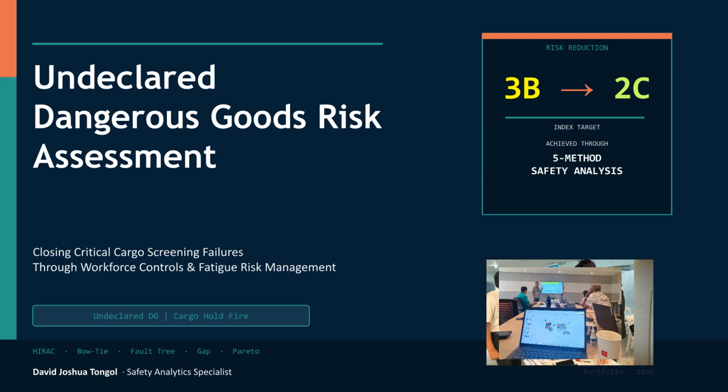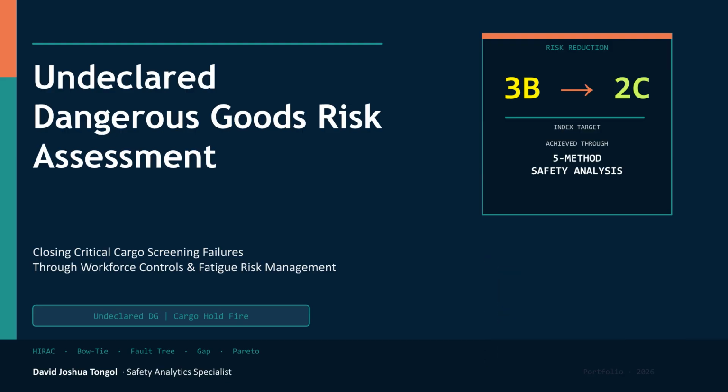This presentation is a live example, a deep dive analysis of undeclared dangerous goods, focusing on workforce controls and fatigue risk management, aiming to reduce our risk profile from 3B to 2C using 5 structured methodologies: HIRAC, bowtie, fault tree, gap analysis, and Pareto. Every finding is evidence-based. Every action is traceable. Let's get into it.